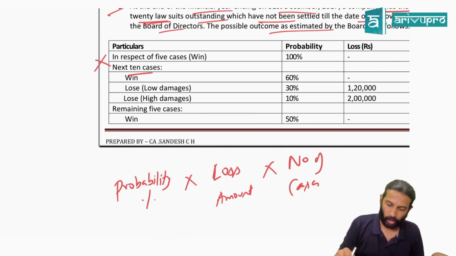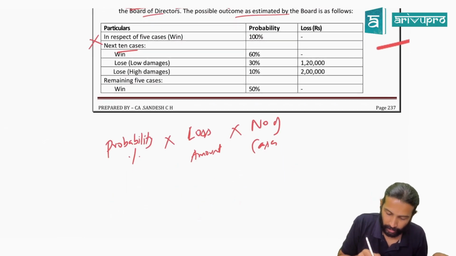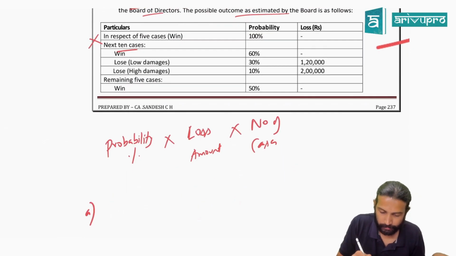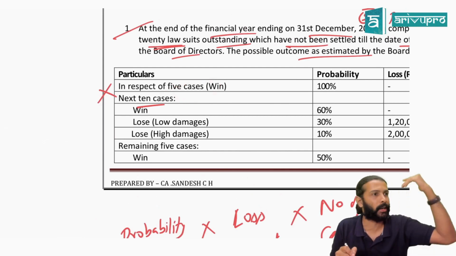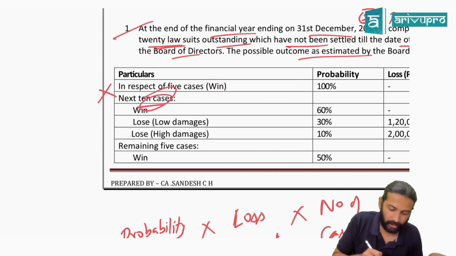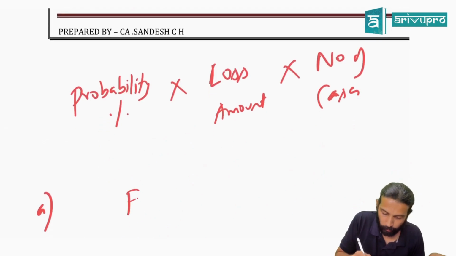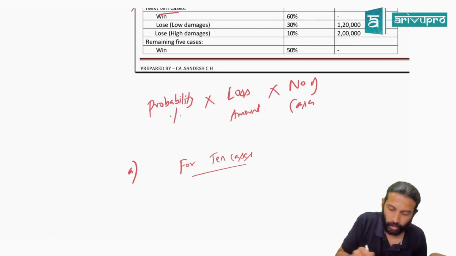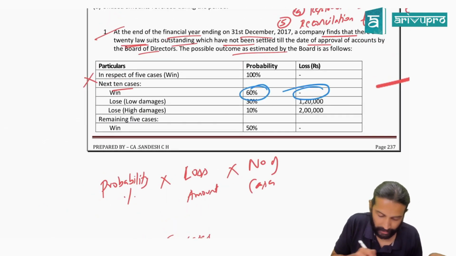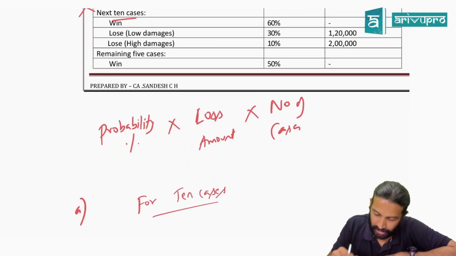Can I calculate for the first 5 cases? For the first 5 cases, do we have to make any provision or contingent liability? Now for the next 10 cases, by applying this formula, how much do you need to do? If you win, do you have to pay any loss? Not required.